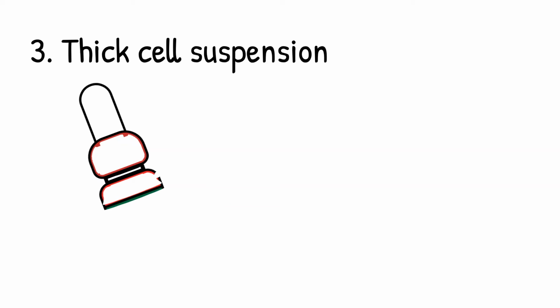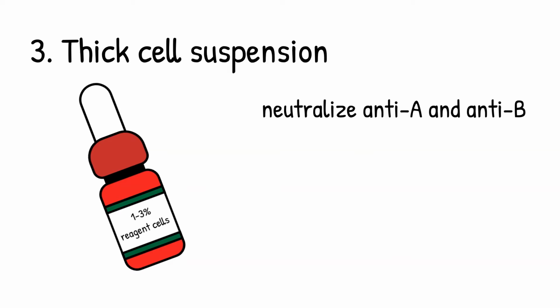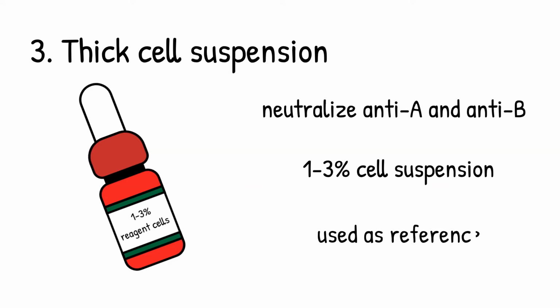Third, thick cell suspensions. Thick cell suspension can neutralize anti-A and anti-B typing reagents. We can solve this by making a new cell suspension and making sure that the cell suspension is about 3%. A quick and easy reference is by looking at the A1 cell bottle.